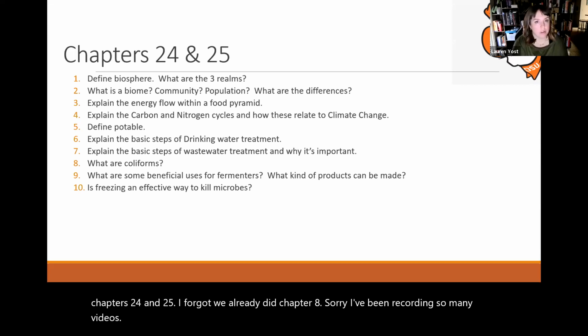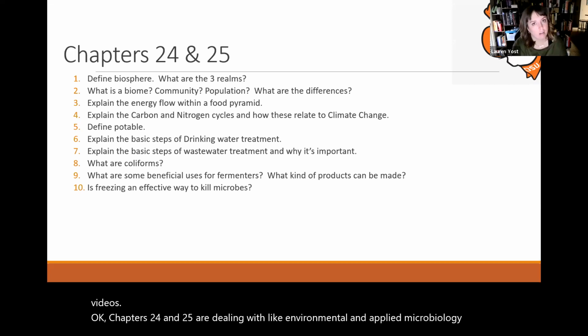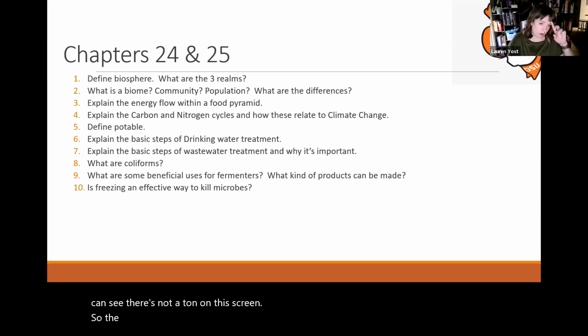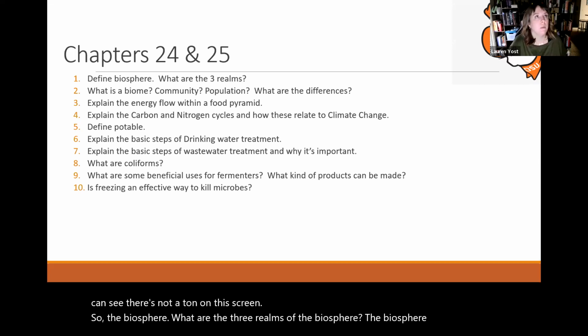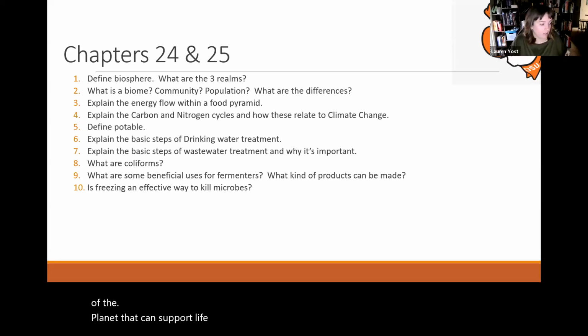Chapters 24 and 25 are dealing with environmental and applied microbiology. You can see there's not a ton on this screen. So the biosphere, what are the three realms of the biosphere? The biosphere is any portion of the planet that can support life, all of it. Any of it that can support life combined together represents the biosphere.